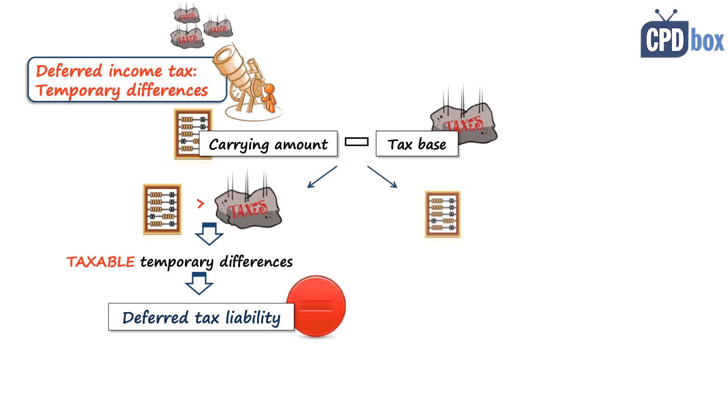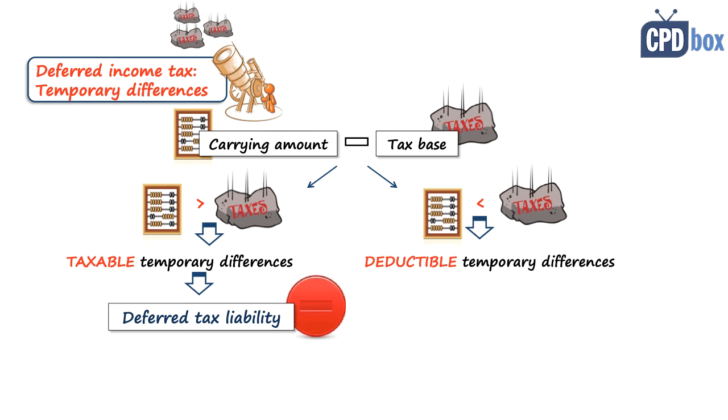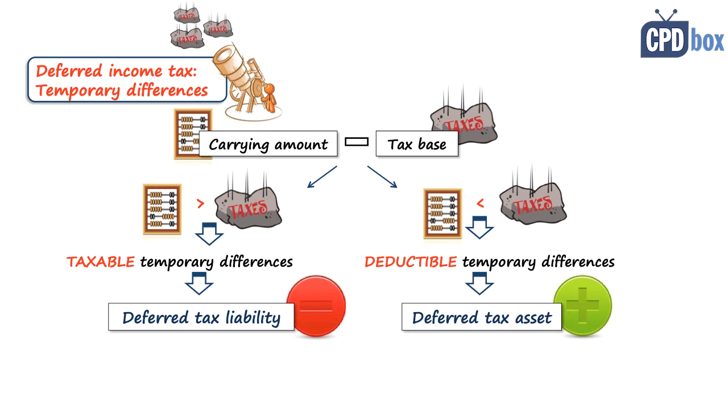On the other hand, when the carrying amount of an asset or liability is lower than its tax base, then it is a deductible temporary difference and it gives rise to a deferred tax asset. For example, healthcare liabilities could be tax deductible when benefits are paid to employees, but liabilities should be recognized when employees rendered the service. So if you're unsure whether it is taxable or deductible, don't worry.